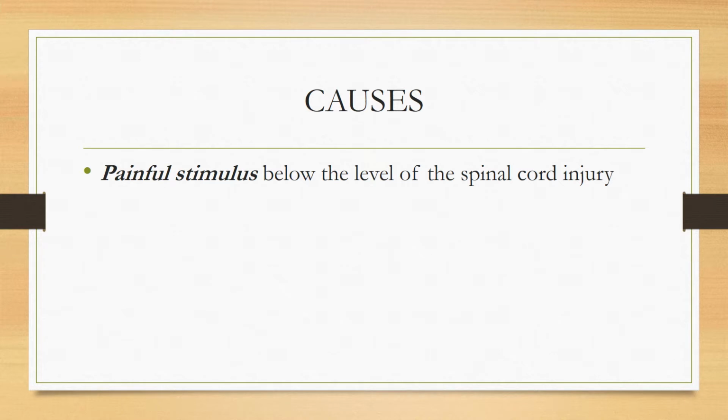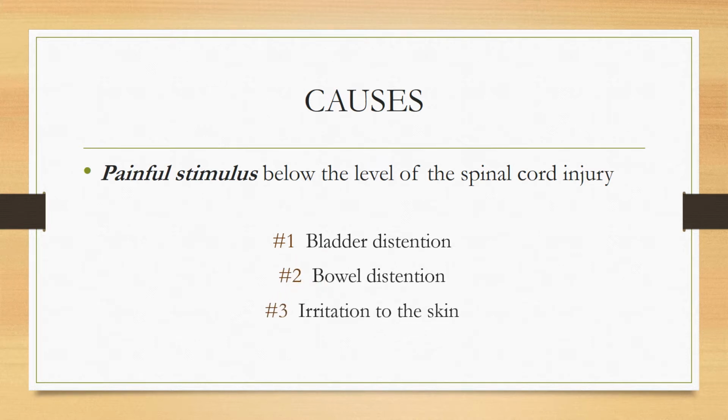Autonomic dysreflexia is caused by a painful stimulus below the level of the spinal cord injury. The number 1 leading cause of autonomic dysreflexia is bladder distension. The second leading cause is bowel distension, and the third leading cause is some type of irritation to the skin, such as an ingrown toenail.